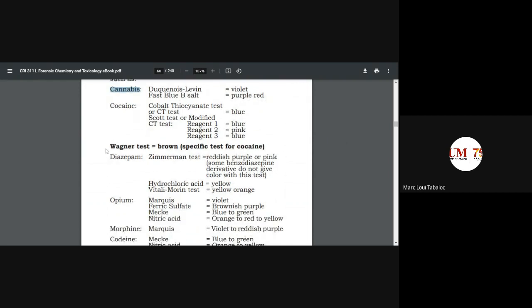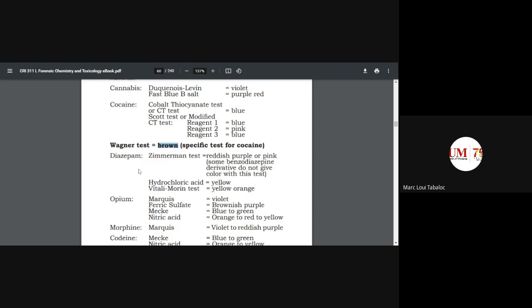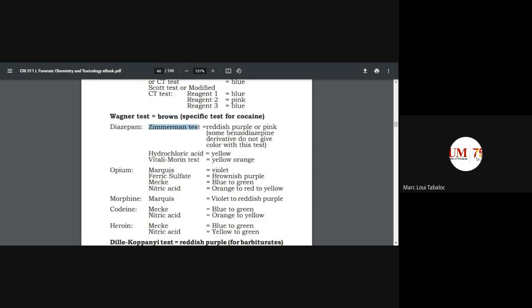If we use the Wagner test with Wagner's reagent to confirm the presence of cocaine, the specimen must turn brownish in color. If we want to confirm the presence of diazepam, we would use the Zimmerman test. Through the Zimmerman test and using the Zimmerman reagent, we could confirm if there is diazepam content in the specimen if the color changes into reddish purple or pink.